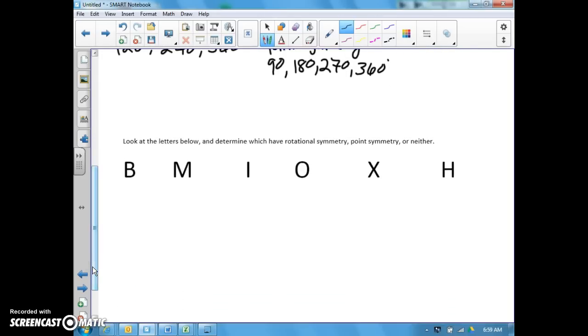Now, look at the letters below and determine if they have rotational symmetry, point symmetry, or neither. I want to see this in class tomorrow. So, on your own.